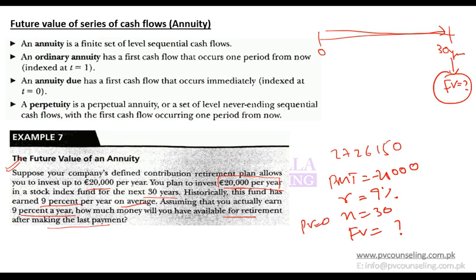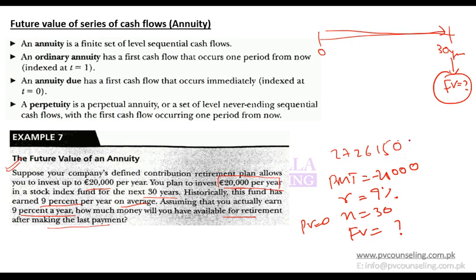PV is 0. So if I plug in 30, then I plug in 9, then I plug in PV which is 0, and I plug in payment which is 20,000 and I calculate future value, it comes out to be something different. Recall N is 30, rate 9%, PV 0, PMT is 20,000. It comes out to be 2.726 million.